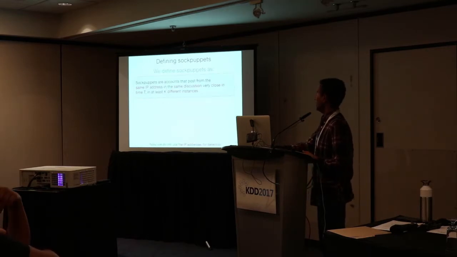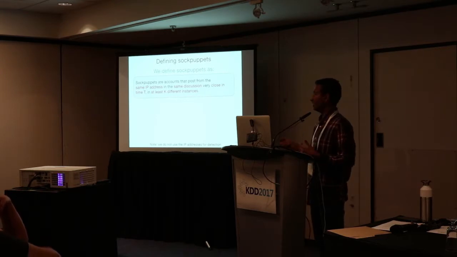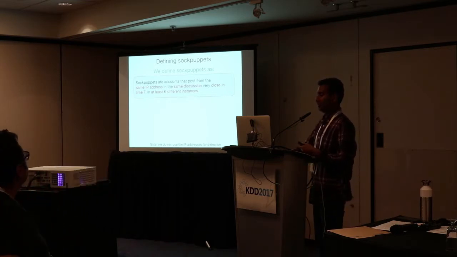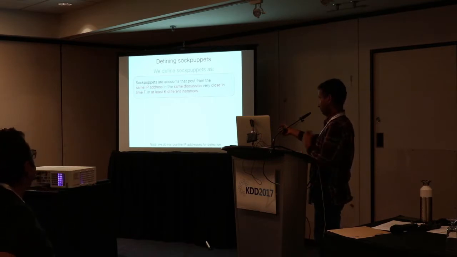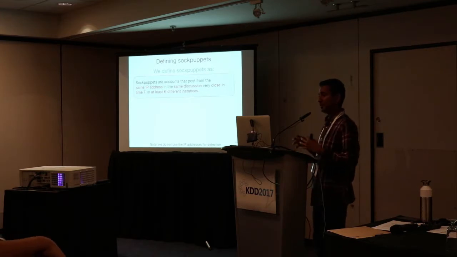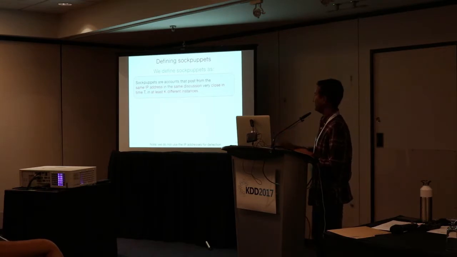movies, and so on. The way we define sock puppets is based on how accounts are interacting with each other, and what their IP address is, which is very hard to manipulate. So our definition is the following. We define sock puppets as accounts that post from the same IP address very close in time, and they do it at least a few number of times so that we have fewer false positives. You see that there are some parameters here that we still need to plug in.